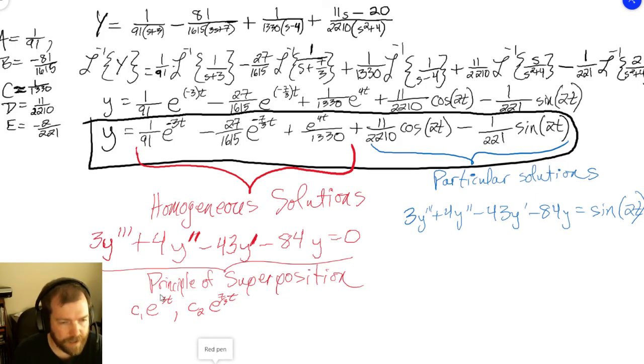So in fact, any constant multiple of e to the negative 3t, any constant multiple of e to the negative 7/3 t, and any constant multiple of e to the 4t is going to render our original differential equation equal to 0. You can actually go through it if you feel like it.